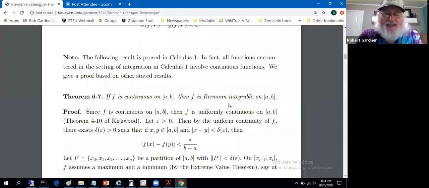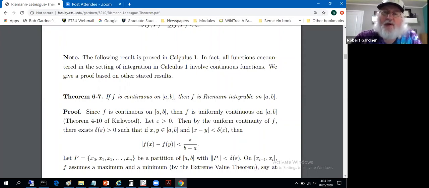Well, how badly discontinuous can they be and still be Riemann integrable? That's what we're trying to figure out. And the answer you didn't do in calculus because it involves measure theory. The answer you may not have even done in your senior level analysis class. One reason I like this Kirkwood book is it has this result in it.